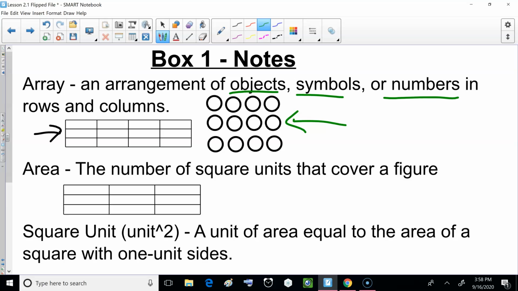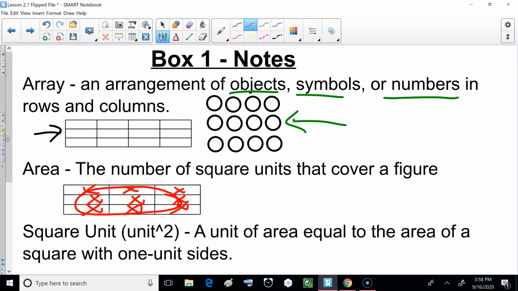The next thing we talk about is the area. The area is the number of square units that cover a figure. So our area would be all of these units inside of here. So this would all be part of the area of this rectangle.